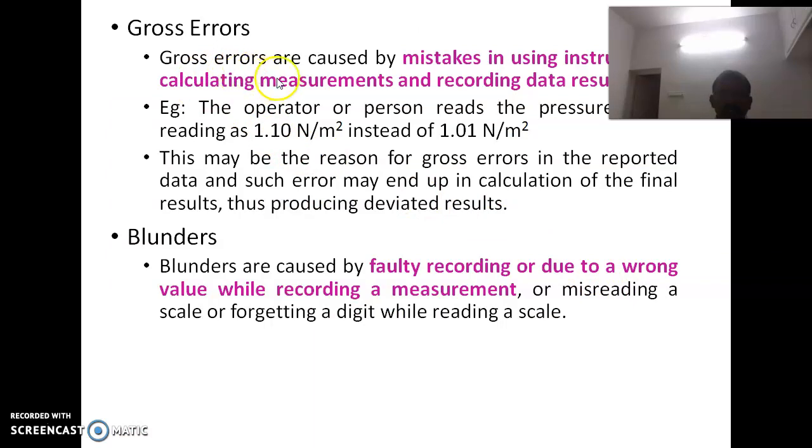Gross errors are caused by mistakes in using instruments, calculating measurements, and recording data results. For example, if one takes the reading of a pressure gauge as 1.10 Newton per meter square instead of 1.01 Newton per meter square, it is called a gross error. Then blunders are mistakes. They are mainly caused by faulty recording or a wrong value while recording. Due to blunder mistakes, this type of error will occur.